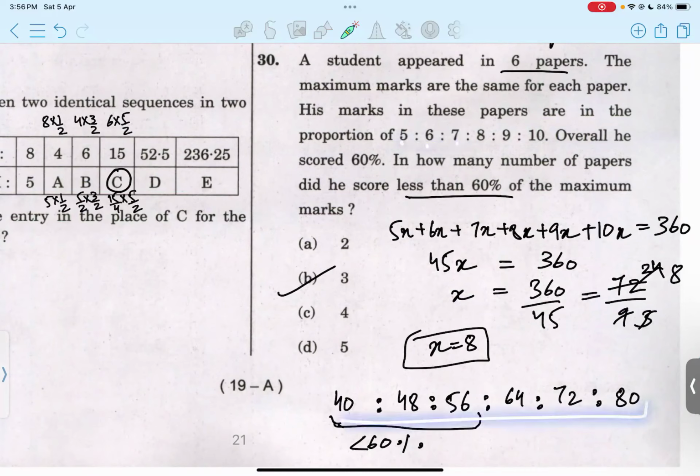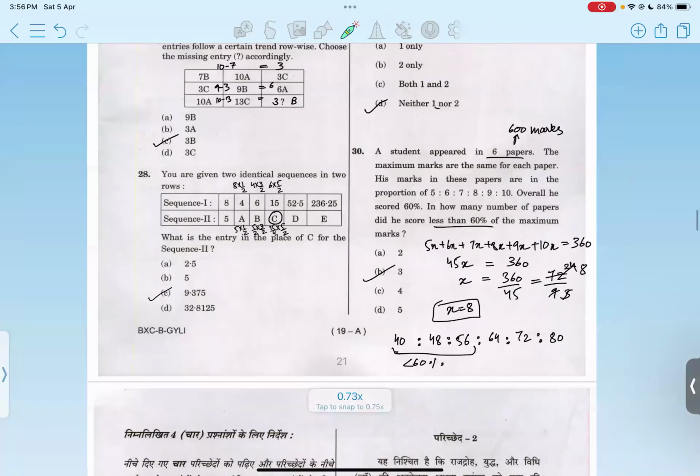We'll get these scores. Now in the end, we have to calculate in how many papers he scored less than 60% of the marks. Since each paper has 100 marks maximum, 60% would be 60. For less than, you just have to look at how many papers have a score less than 60. So there are 3 papers only. Option B. Moving on to the passage.